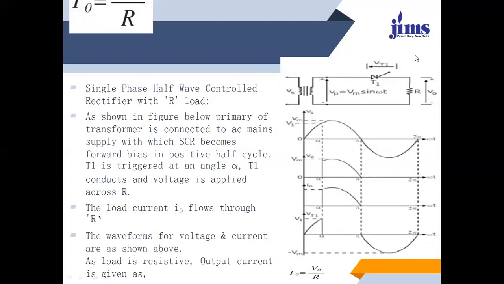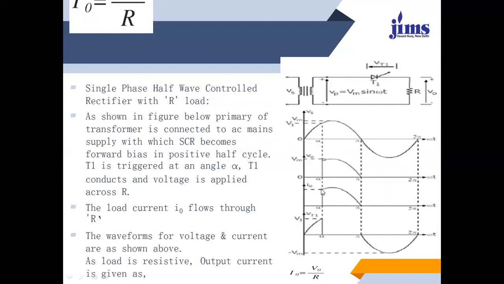Here you can see the SCR. The supply Vs equals Vm sin omega t, delivered through a transformer to the circuit so that the voltage is limited, and we measure the output voltage across R. The sinusoidal input is there, and we give a gate pulse at this moment. Whenever we give the gate pulse, the SCR is turned on, and we get the output like this.